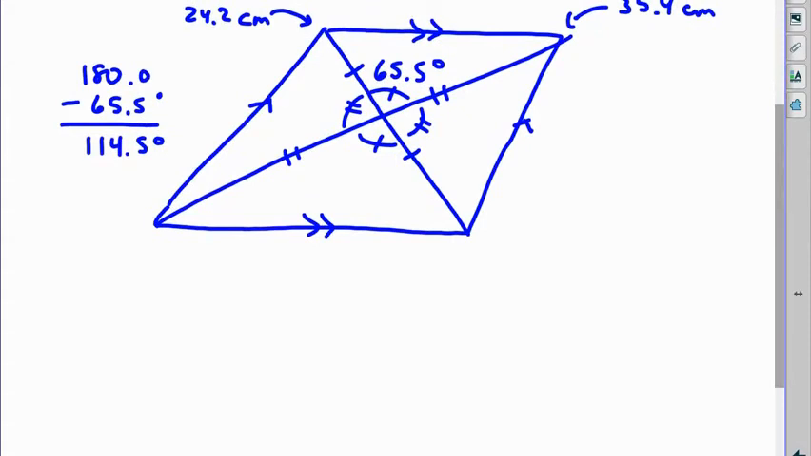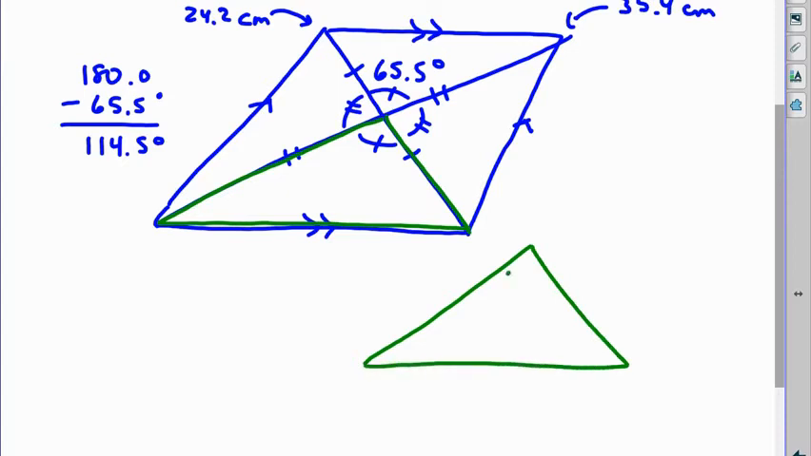We can find a triangle within this situation. I see a triangle right here. It looks like a very nice triangle. What information do I know about this triangle? Let's redraw the triangle out here. We know that this angle, being a vertical angle, is 65.5. We know that the diagonals will be bisected, so each segment that it's broken into is 17.7 centimeters.